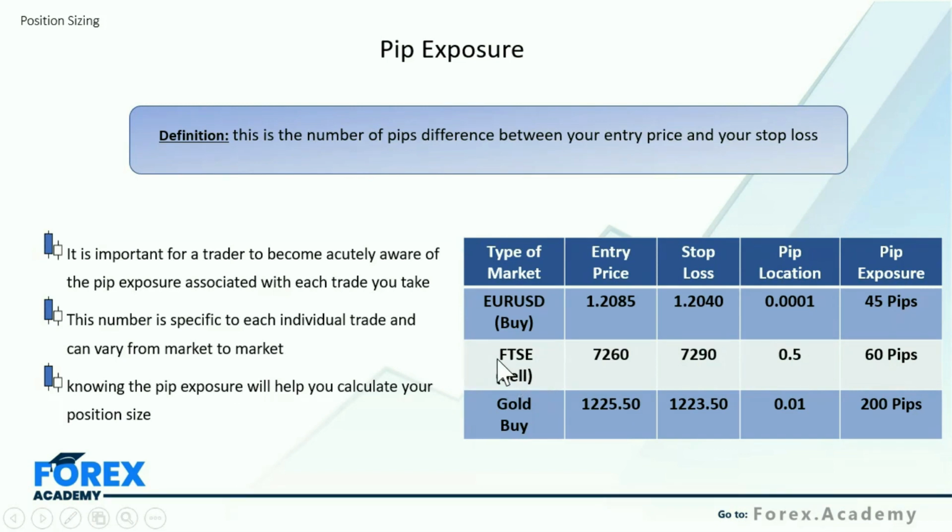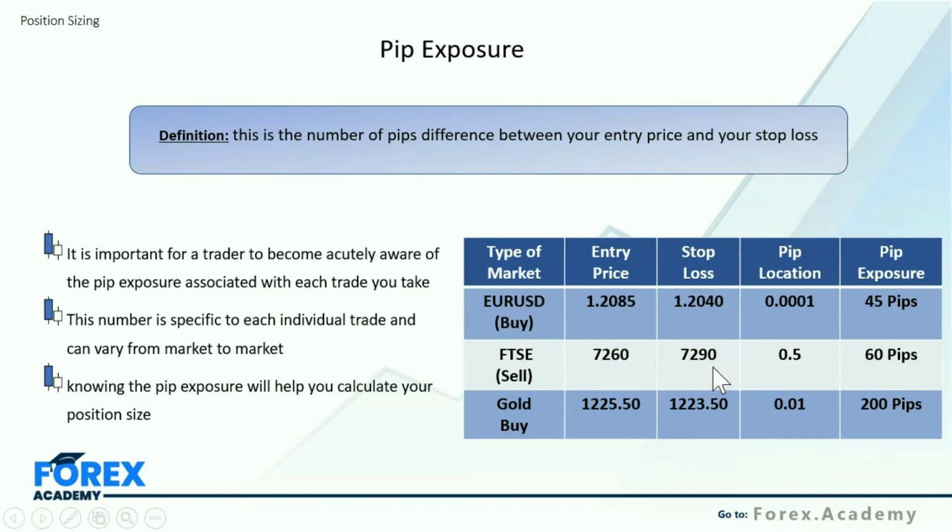So just to give you the second example there, we have the FTSE trade. And let's say we decide to sell the FTSE at the 7,260 level. And we decide to place a stop loss above that at 7,290. You would think on the surface that would be straightforward. That would just be a pip exposure of 30 units.